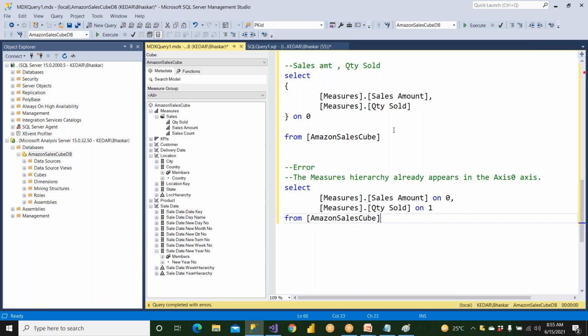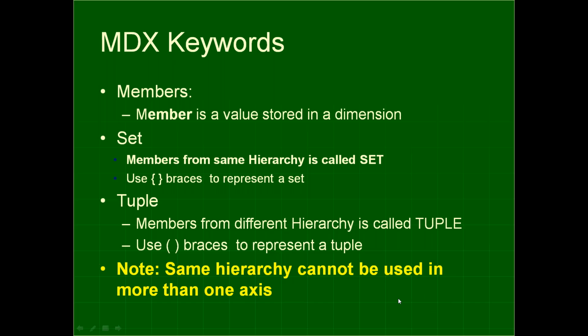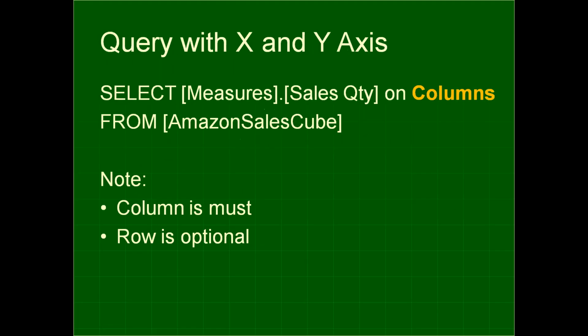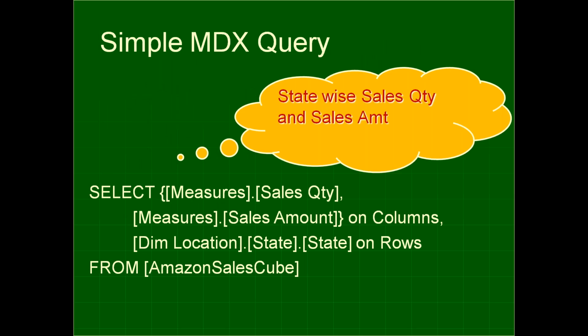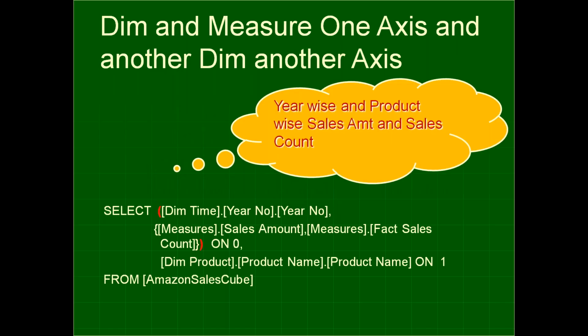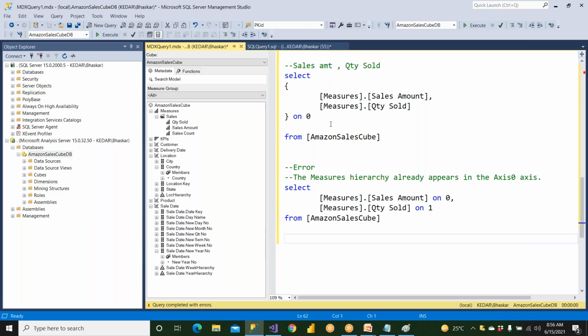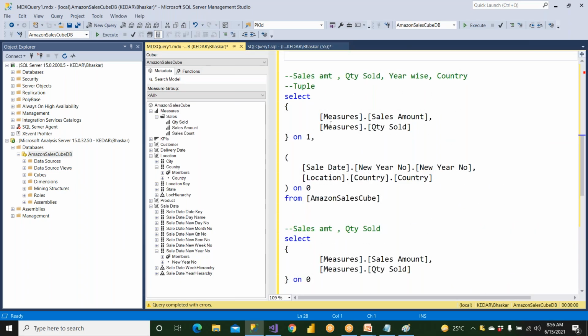So writing MDX queries is very, very simple. They may be lengthy, but they are very simple queries, guys. No need to worry about the queries. You should understand what a member is, what a set is, what a tuple is. Then it is very easy for you to grasp it. Now, the same hierarchy cannot be used once it has already appeared, so a measure dimension in one axis and another dimension in another axis. This is also a beautiful question. One of the guys asked the question: what have I done in the previous query?